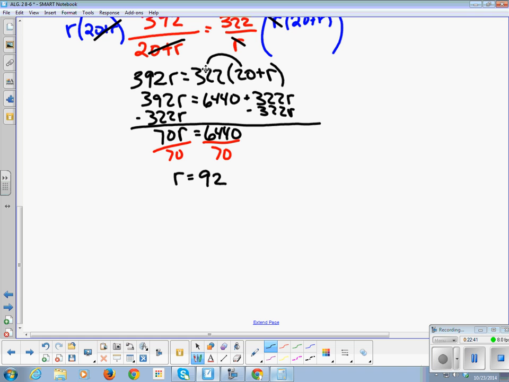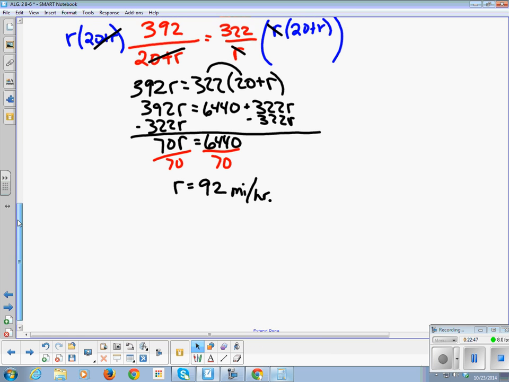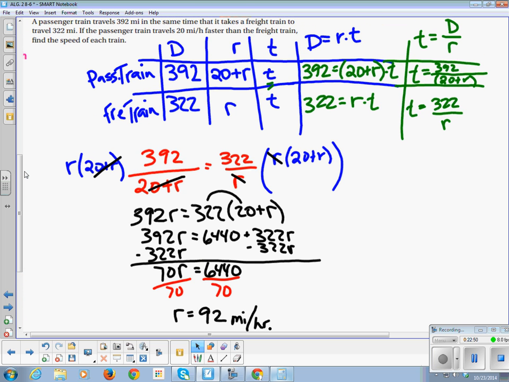And rate is miles per hour. And let's go back and see what R is. R is the freight train rate. So we got this is 92. And let's see what they want. Find the speed of each train. So if the freight train is going 92, how fast is Mr. Passenger Train going? He is going 20 plus 92, which is 112 miles per hour.